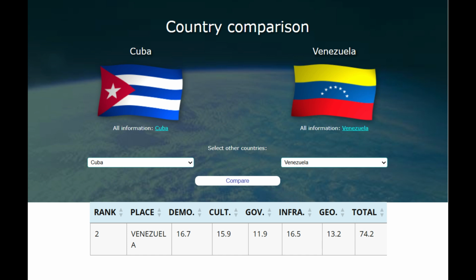So, the first category is the demographics, where Venezuela has over twice the amount of people in Cuba with 28 million, though it has decreased due to immigration. Though obviously Cuba is an island, Venezuela is a huge landmass on an actual continent. So the racial makeup is kind of different.